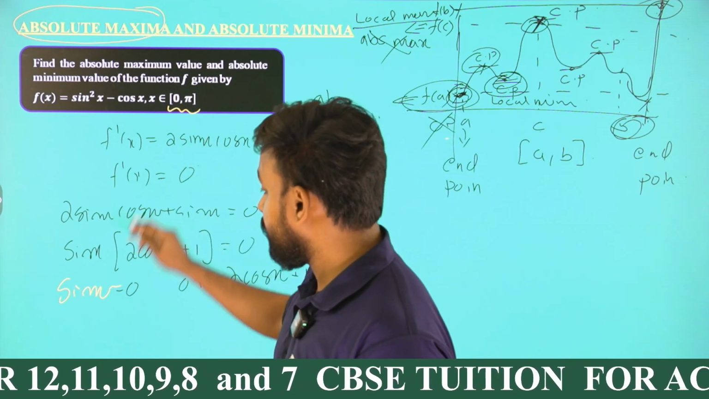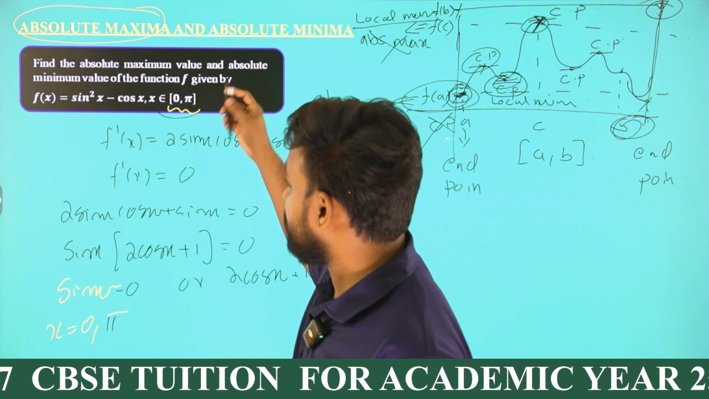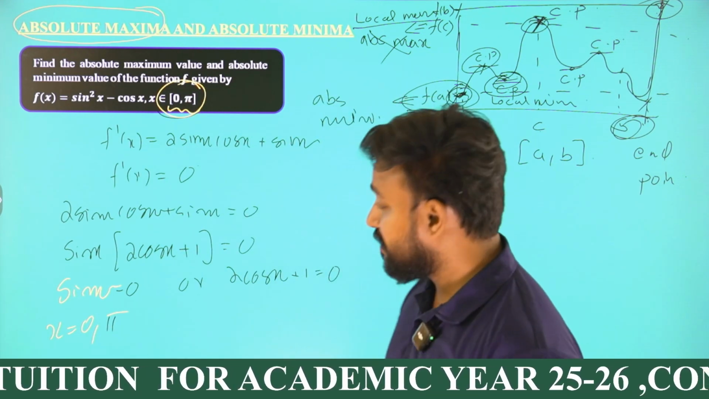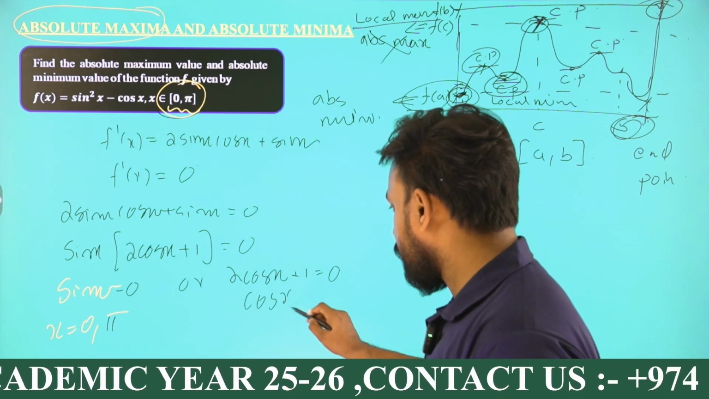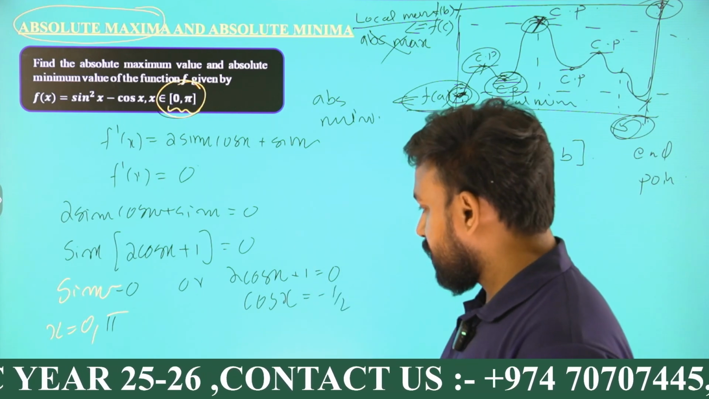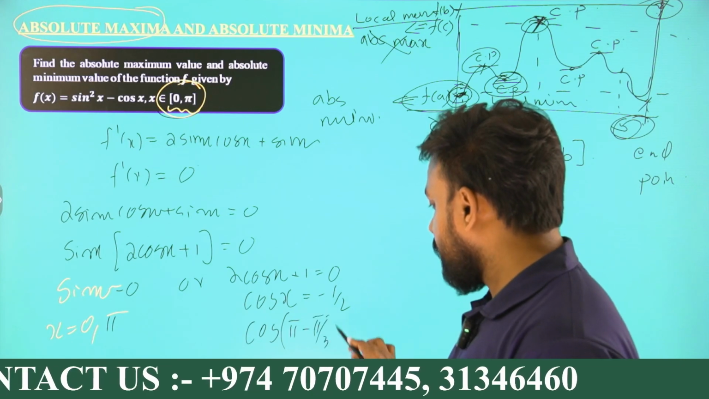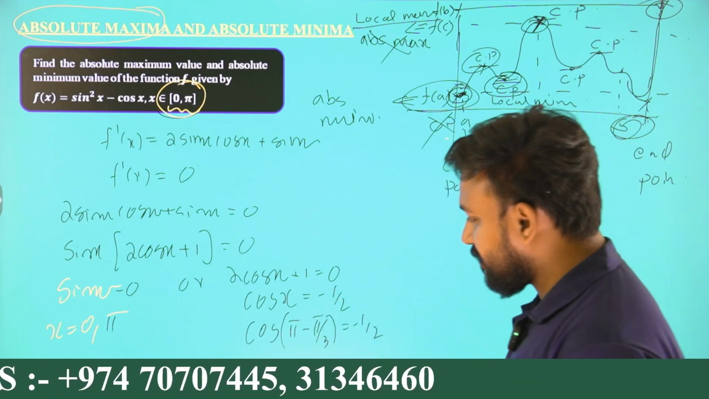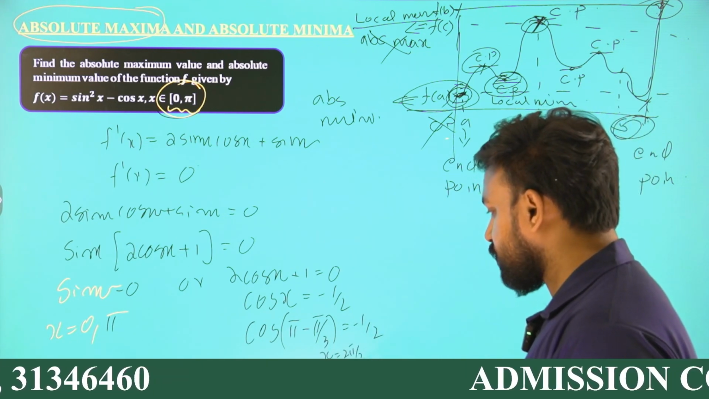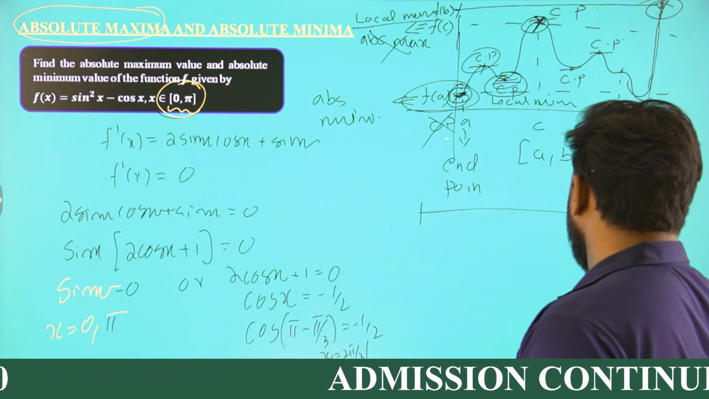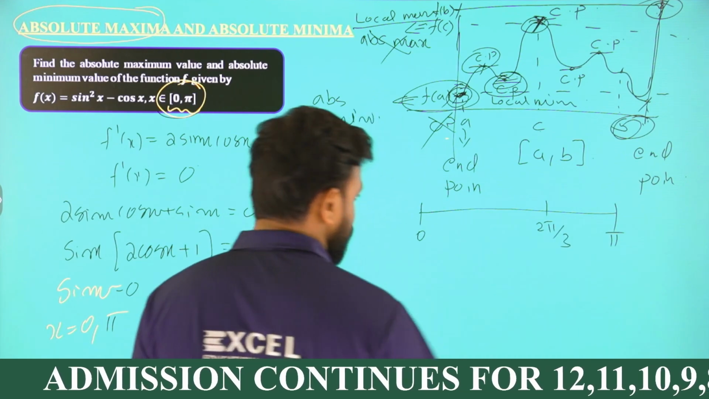Sin x is equal to 0 in this interval only at x equal to 0 and pi. So these end points are critical points also. Ready? Then cos x is equal to minus 1 by 2. You will get cos x equal to minus 1 by 2 at pi minus pi by 3, or you can say 2 pi by 3. So x equals 2 pi by 3 also. So in this interval 0 to pi, in between we have 2 pi by 3 as a critical point.